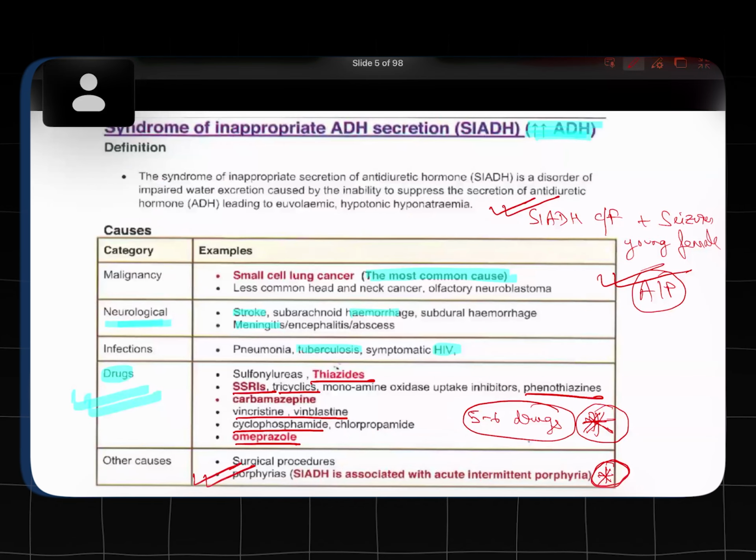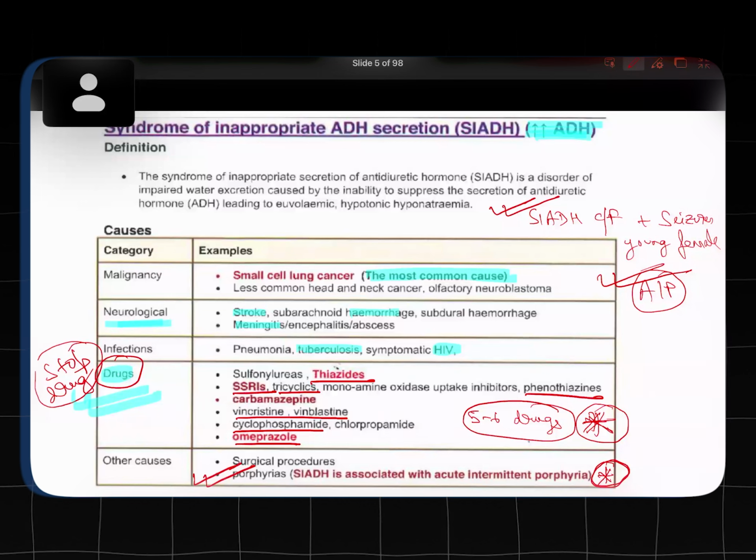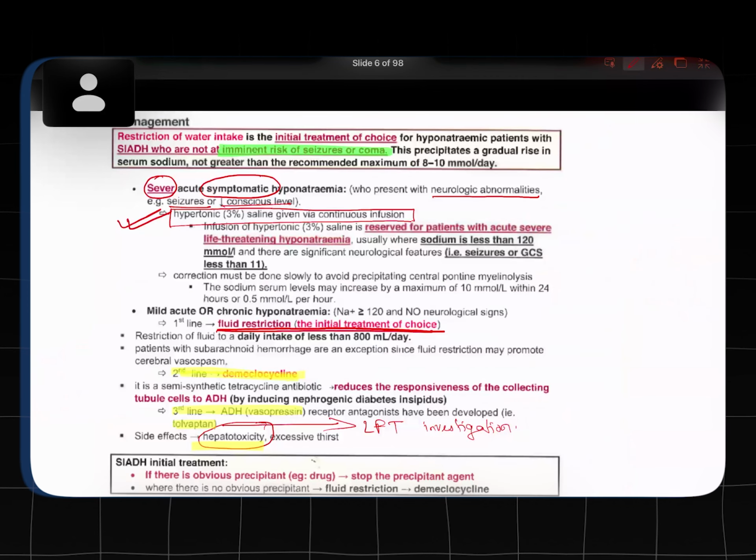And obviously, if the patient is on any of these drugs, then you have to stop the drug. You see, this does not come in part 1 because part 1 is more like which are the causes of SIAD, those types of questions. Part 2 is more of the clinical questions. So in part 2 you have to use common sense. If the patient is on the drugs, obviously you have to stop it. That will be the first line rather than the fluid restriction. If it is not there, then fluid restriction is the first line.